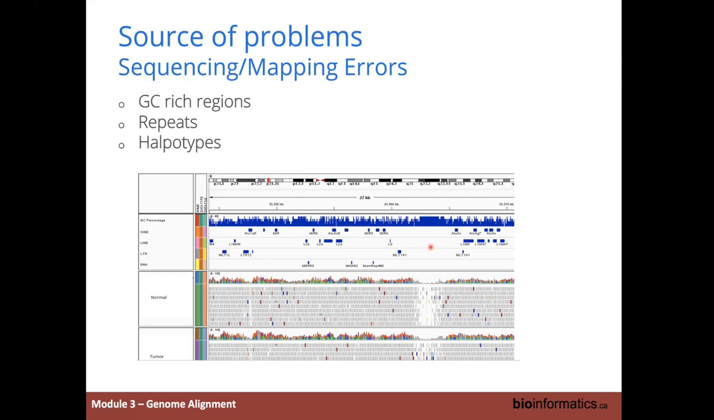So usually we see this error in GC rich region, we see this error in repeats, in haplotypes, and so on. As you can see in this example, when you have this kind of highly repetitive region, the mapping that we can observe in IGV will be drastically reduced, which can make it harder to do the variant calling.